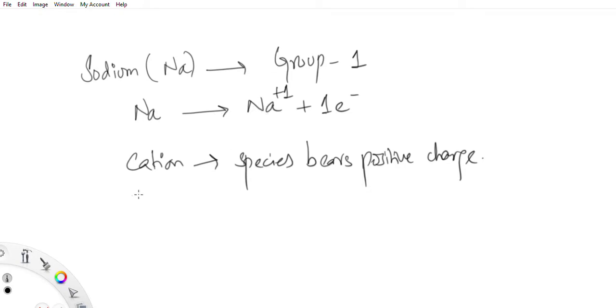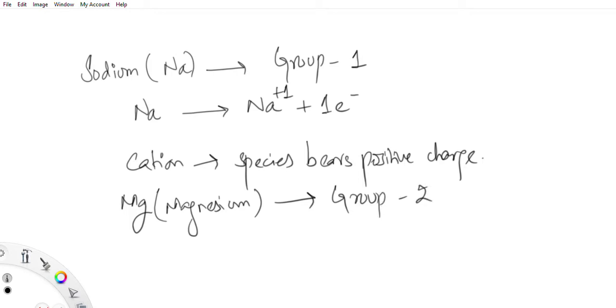Now similarly we can also write magnesium. Magnesium is also a metal and as it lies in group 2, so how many electrons will it lose? It will lose 2 electrons because it belongs to group 2, and group 2 elements lose those 2 electrons to complete their octet.